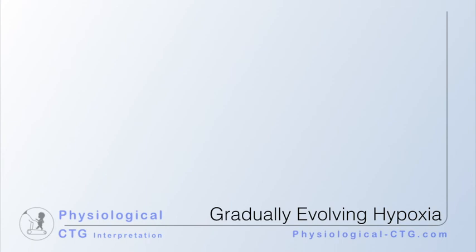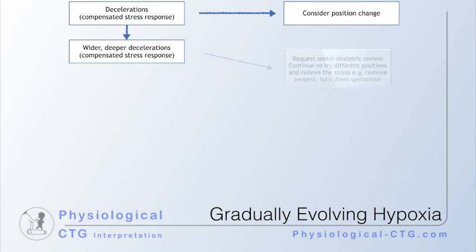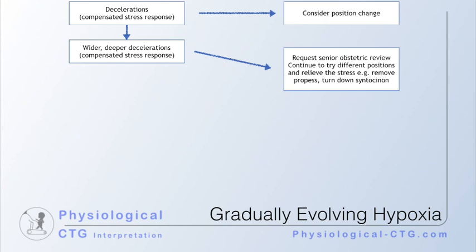In gradually evolving hypoxia, there will be decelerations, which represent a compensated stress response. You can consider a position change. As the decelerations become wider and deeper, which still represents a compensated stress response, we can consider a senior obstetric review and continue conservative measures such as position changes and relieving stress. We can remove a propes if one is inserted or turn down the syntocinon.